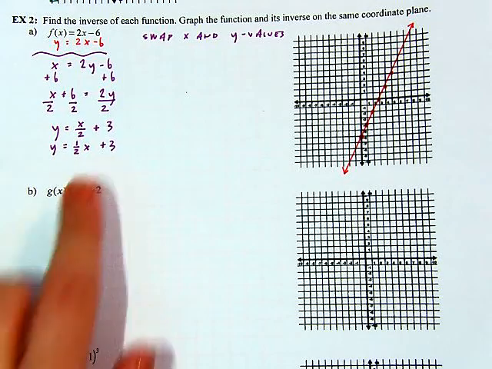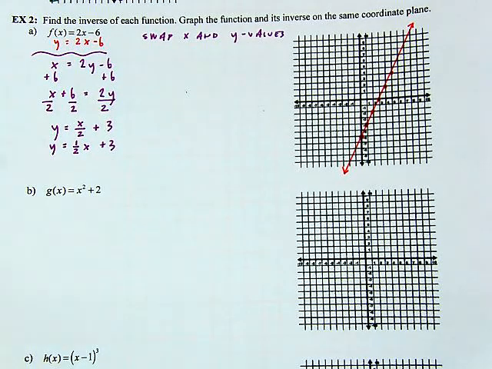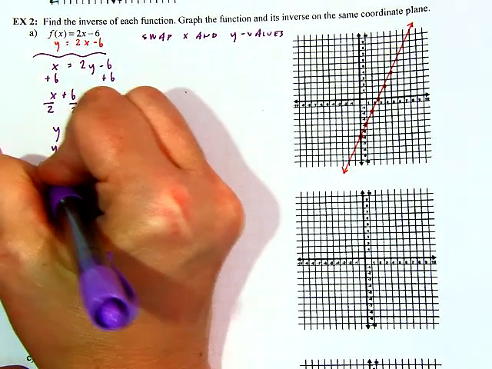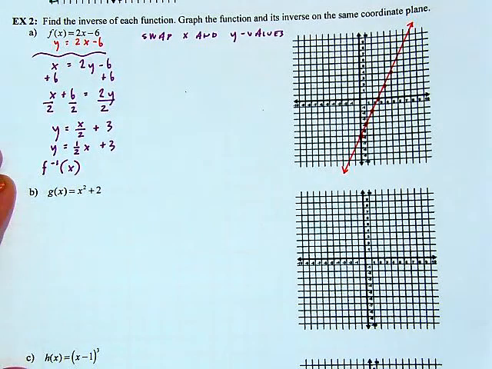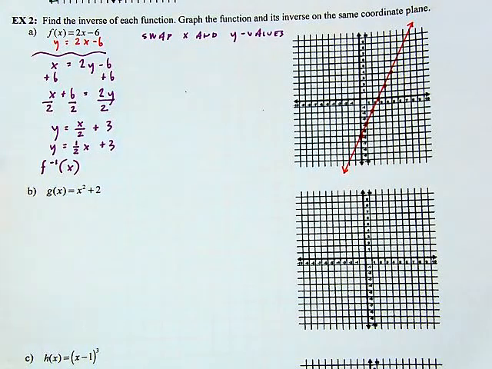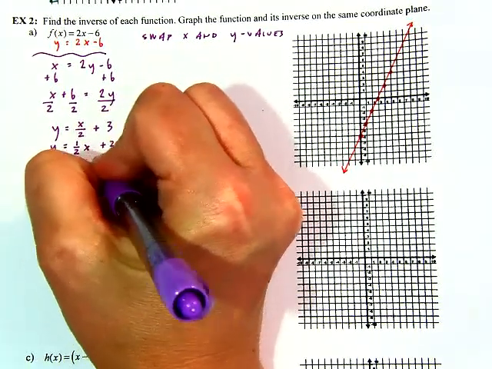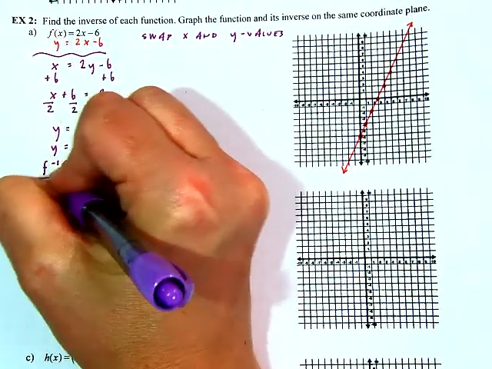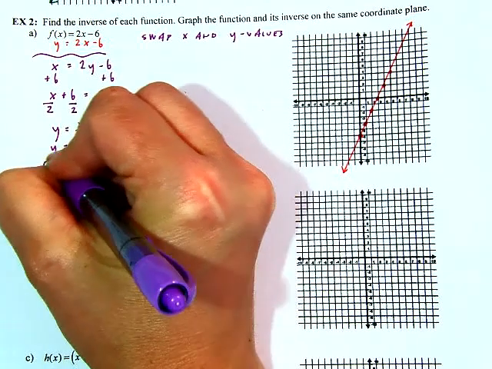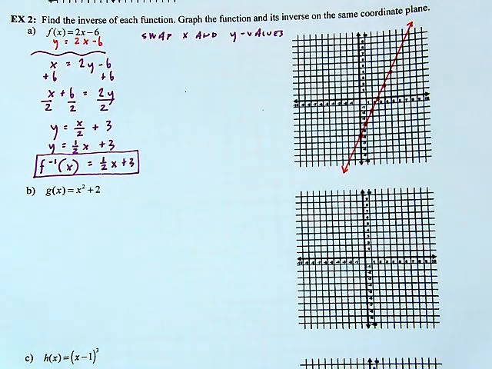I could also use my fancy inverse notation and say inverse of function f, like this. It kind of looks like an exponent, but it reads as inverse. So inverse of function f of x is equal to 1/2 of x plus 3. I've derived my inverse, and now I want to graph it.